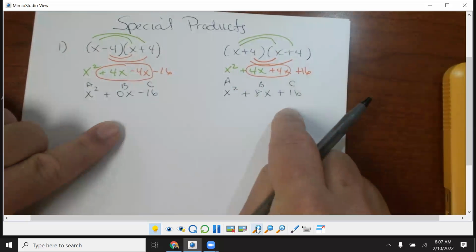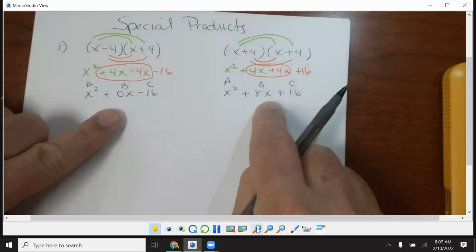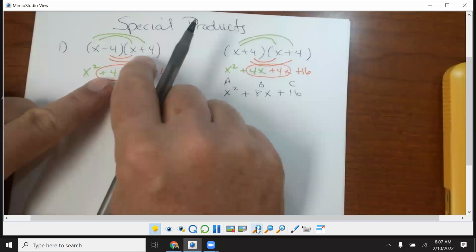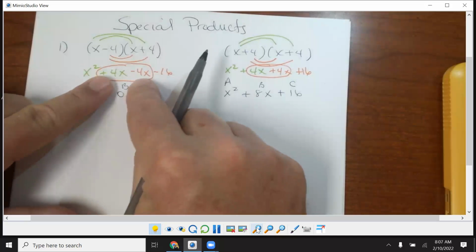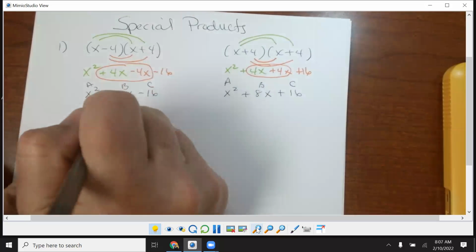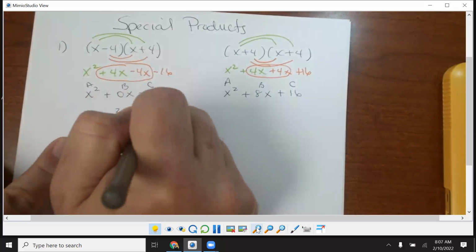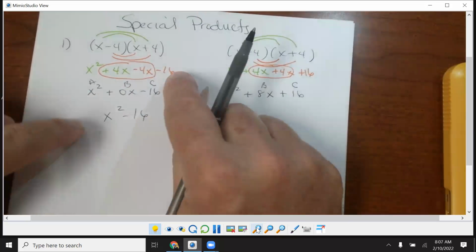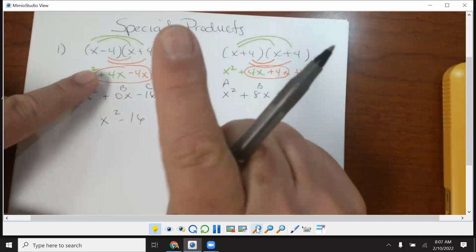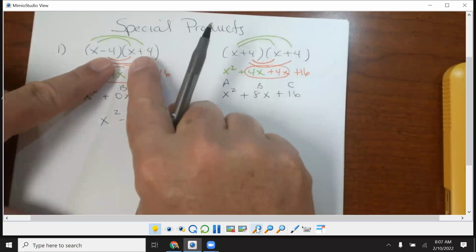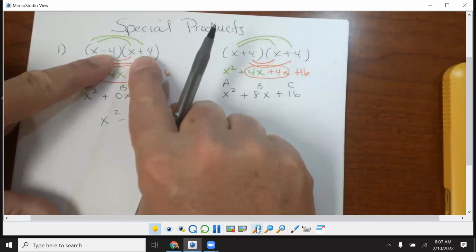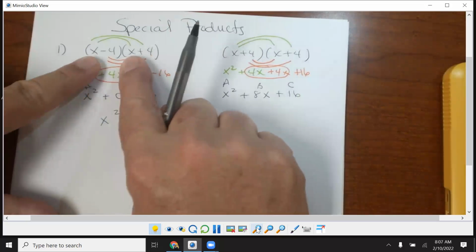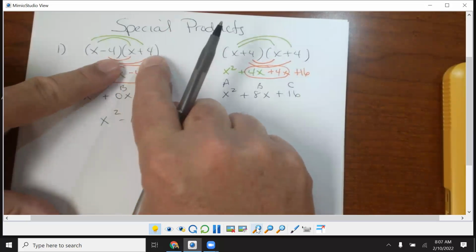Okay, so if you look at these two, notice the middle term, B. When you have the exact same thing, but one's a minus and one's a plus, the middle terms cancel out. So really all you need is the x squared minus 16. The key thing is knowing this: when they're the exact same binomial and you're multiplying, except one's a minus and one's a plus, when they're opposite, they're a difference, then you can just take the first term and the last term and get your answer.